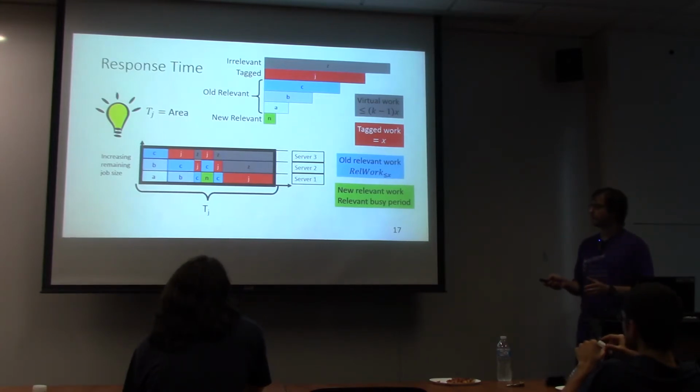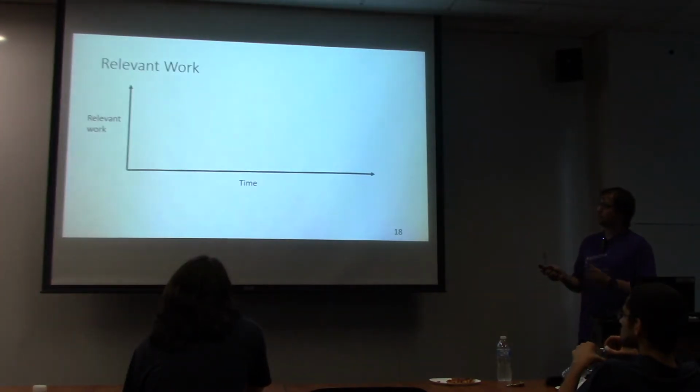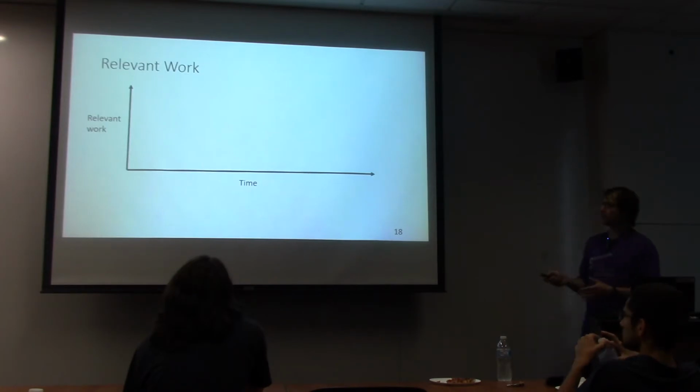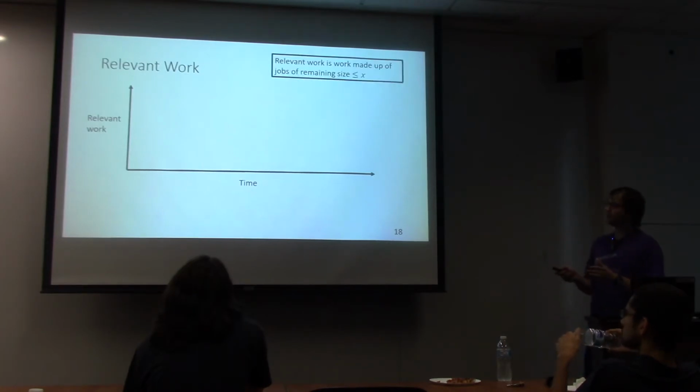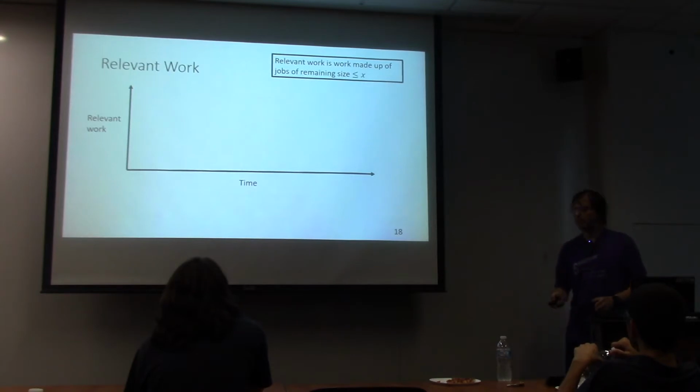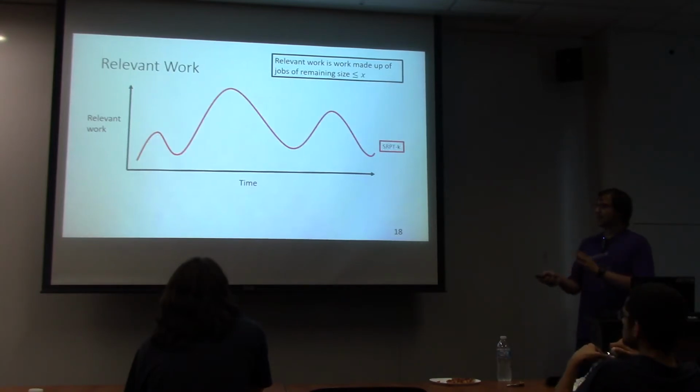All right. So now, let's think about the amount of relevant work in the system over time. Because when j shows up, it'll see how much relevant work there was when it arrived. So in this case, relevant work, the definition here, is the amount of work made up of jobs of remaining size at most x. This is because these are the jobs that will be relevant if j were to show up at this time. So we can graph that over time.